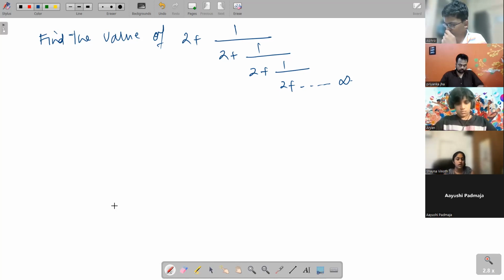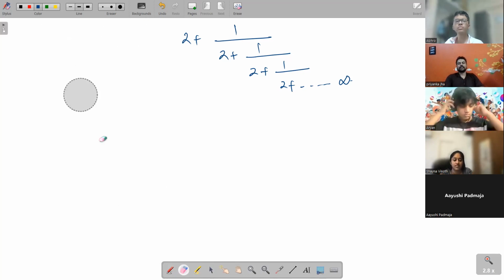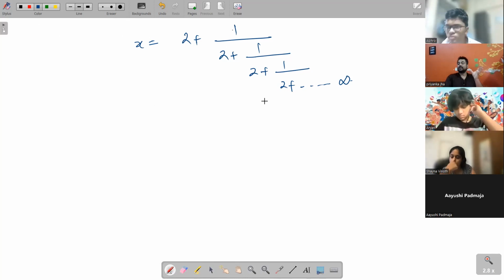Would you assume that 1 by 2 plus 1 by 2 plus that whole thing would be infinitesimally small? Let me tell you. Just assume this whole thing as x, any variable. Now you can see that it has infinite terms. Infinite terms are uncountable, there is no limit, right? The terms start from here, 2 plus 1 upon 2 plus 1 upon. Now you have to identify the pattern, the unit which repeats.